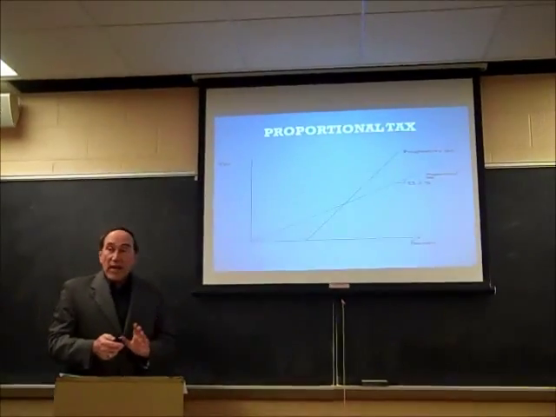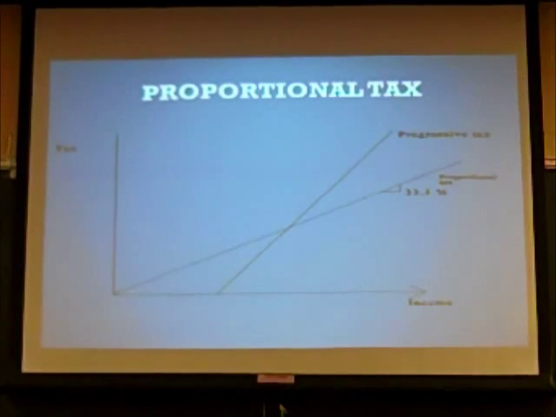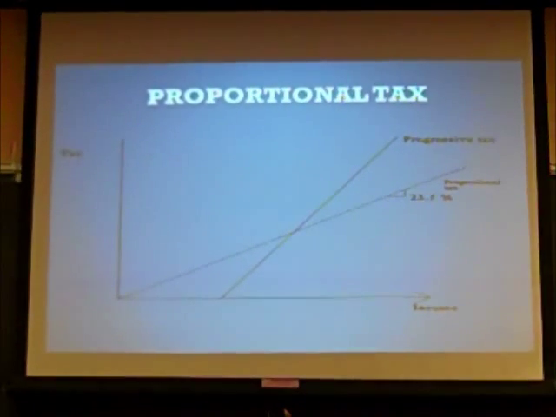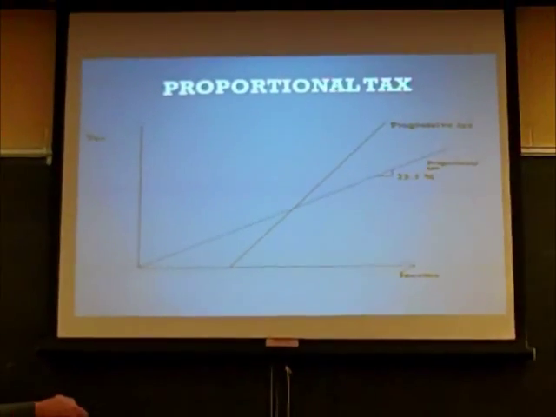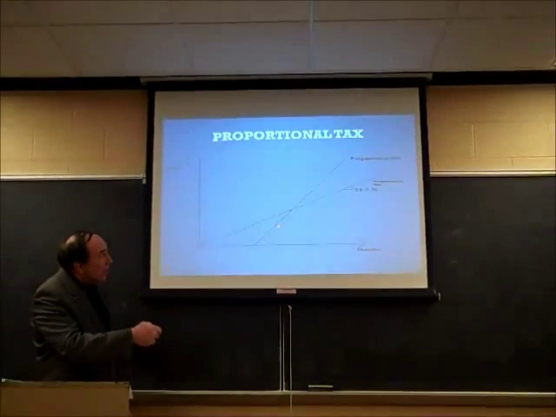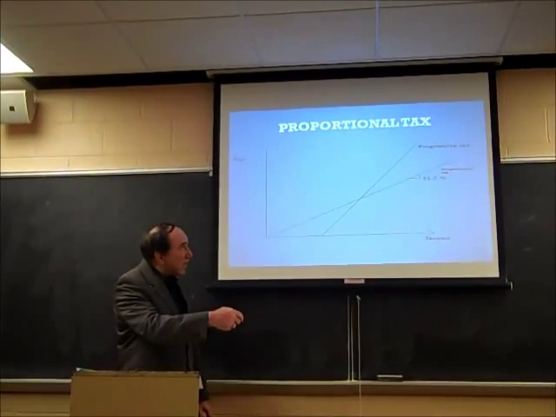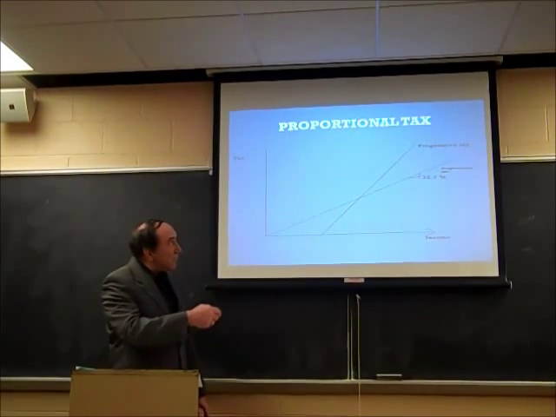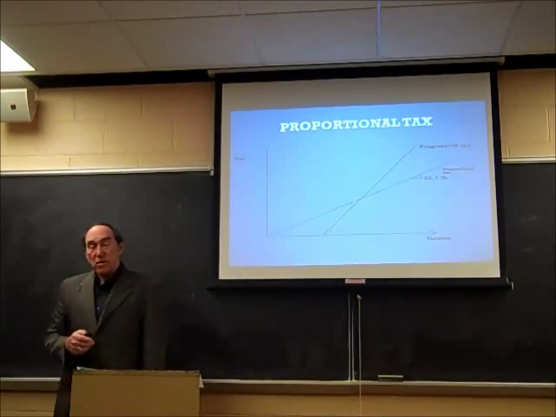Another type of tax structure is called proportional. And proportional means that it is perfectly proportional. The more income a person makes, it goes up in the exact same manner, as opposed to progressive, that can go up a little bit steeper if that's the structure that's determined.